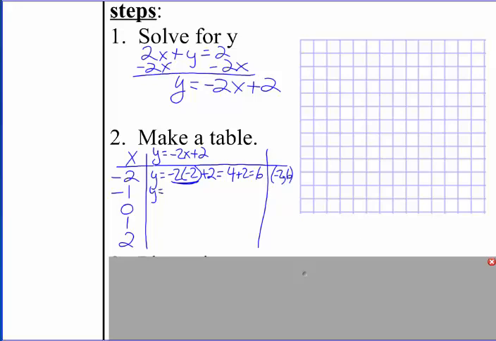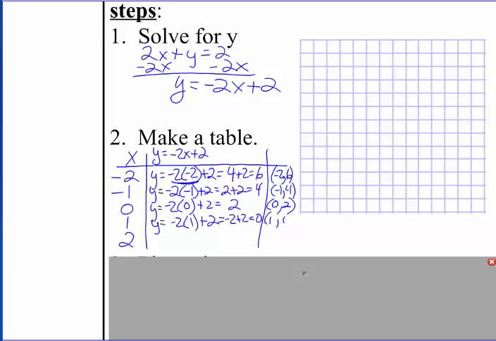Next is the -1. So -2 times -1 plus 2. So that's 2 plus 2, which is 4. So my ordered pair is -1, 4. Next is the 0. -2 times 0 plus 2. So that would just be 2, so the point is 0, 2. y equals -2 times 1 plus 2. -2 plus 2, which is 0. So that's 1, 0. And the last one, -2 times 2 plus 2. -4 plus 2, -2. So that point is 2, -2.